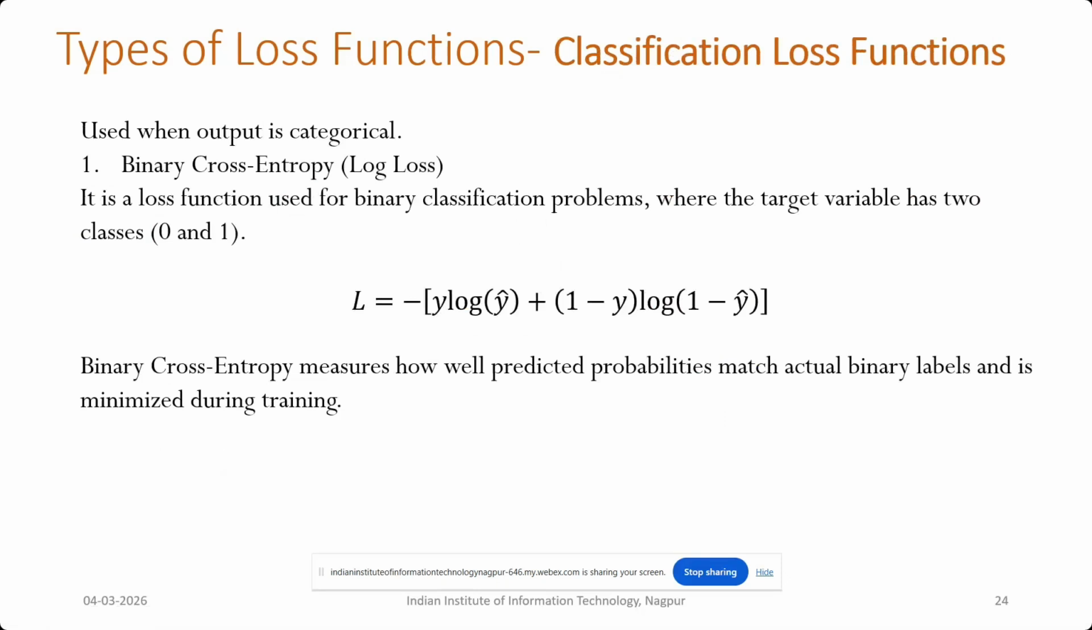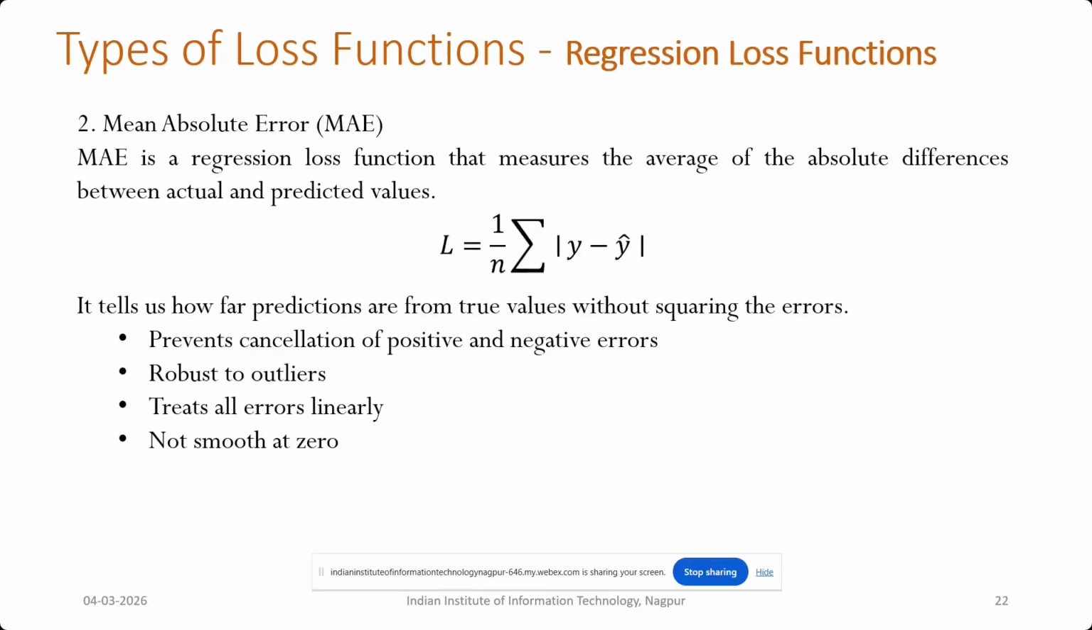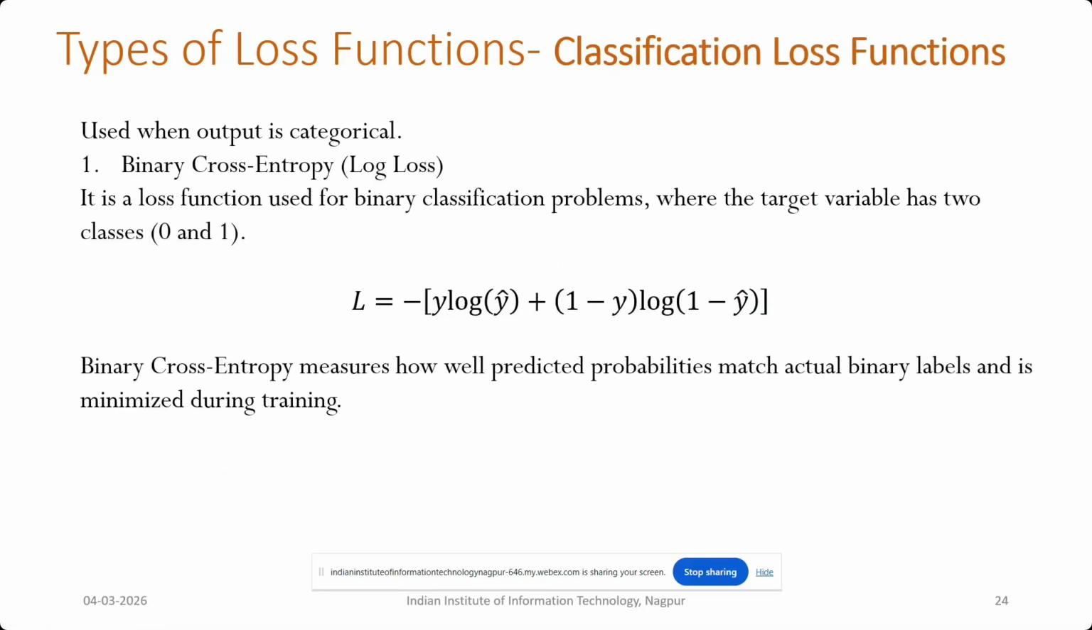In regression analysis we have these two. In classification we have a few more. For classification we have loss functions such as binary cross entropy. It is a loss function used for binary classification problems where the target variable has two classes, 0 and 1. This loss function measures how well predicted probabilities match actual binary labels and is minimized during training. Our task is to minimize this with respect to the actual value. Binary cross entropy is calculated in terms of log scales.